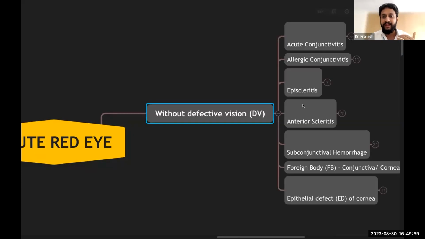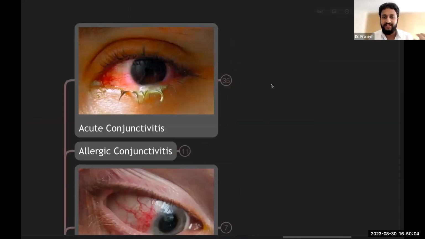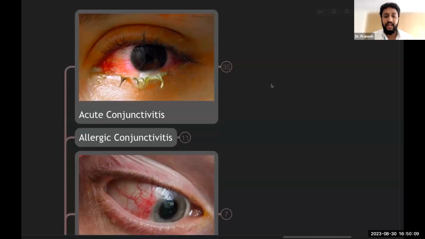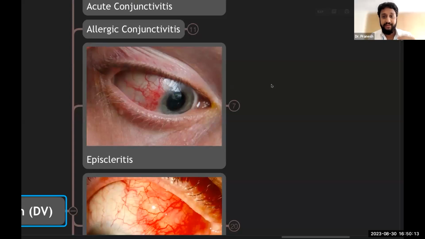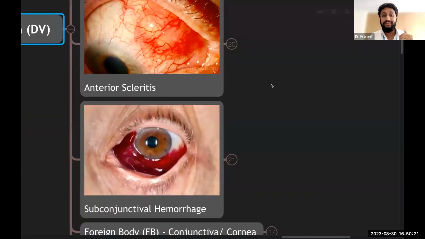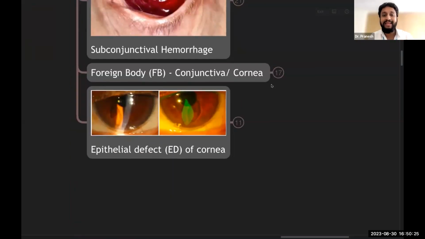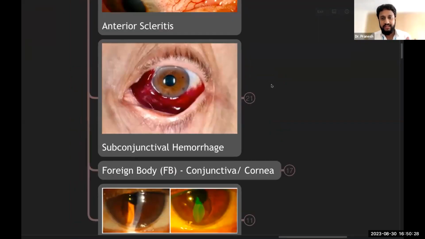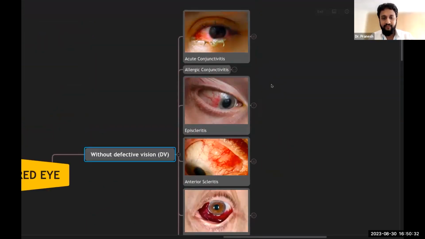If you can recollect, the causes would be this. The most common, what you face every day, is acute conjunctivitis. An infective conjunctivitis can be viral or bacterial. Anita ma'am discussed about that in detail. Allergic conjunctivitis, episcleritis. Rajati sister mentioned the importance of having a fundus examination in episcleritis, if you can remember that. Anterior scleritis, subconjunctival hemorrhage, foreign body, again quite common, epithelial defect of cornea. So these are going to be the important conditions where you have acute red eye without defective vision.